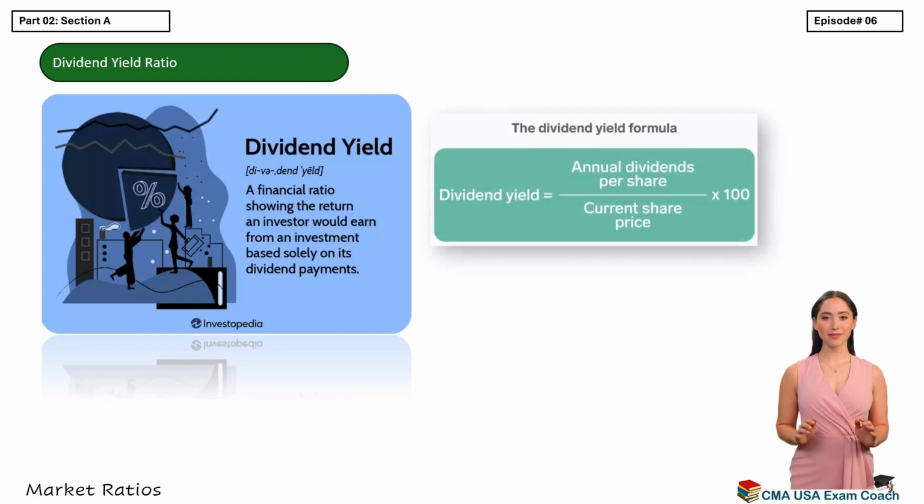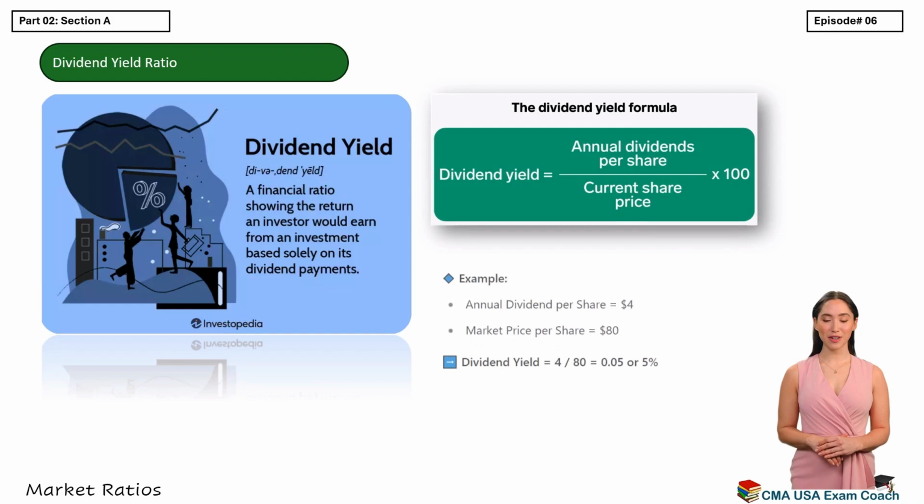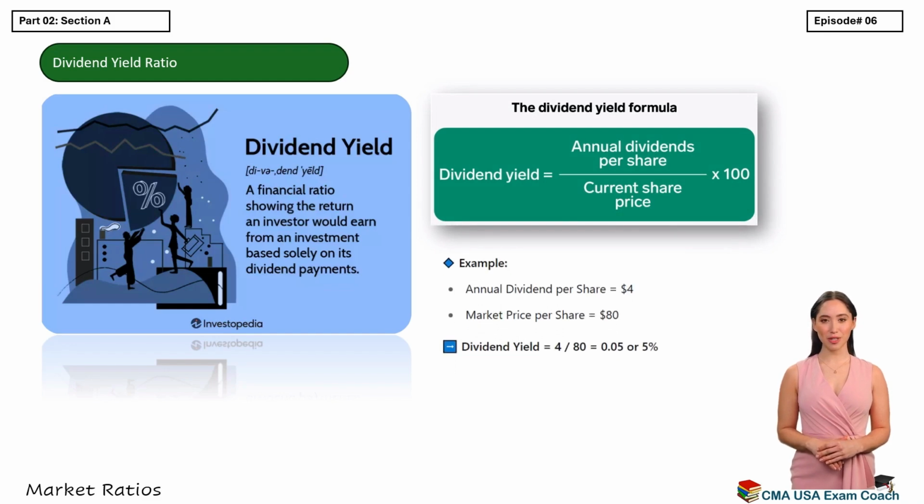Let's take an example. Suppose a company pays an annual dividend of $4 per share, and the current market price of the share is $80. Using the formula, 4 divided by 80, we get 0.05 or 5%. So the dividend yield is 5%. This means if you invest in the share at the current market price, you can expect a 5% return annually through dividends. Why is this important?